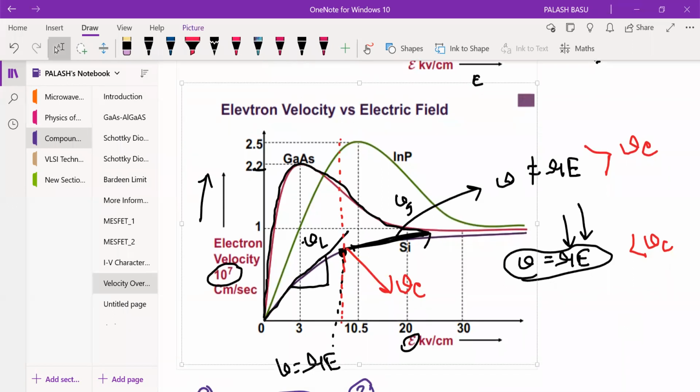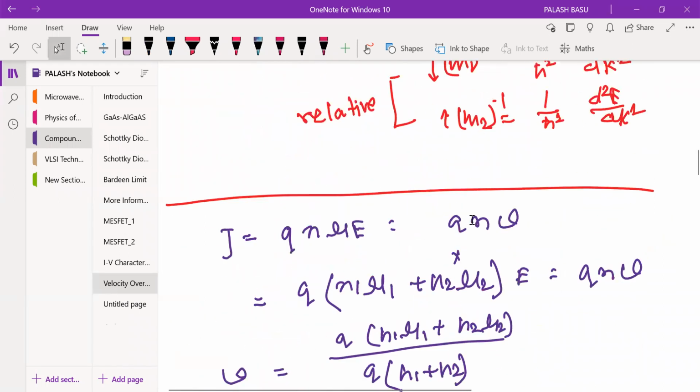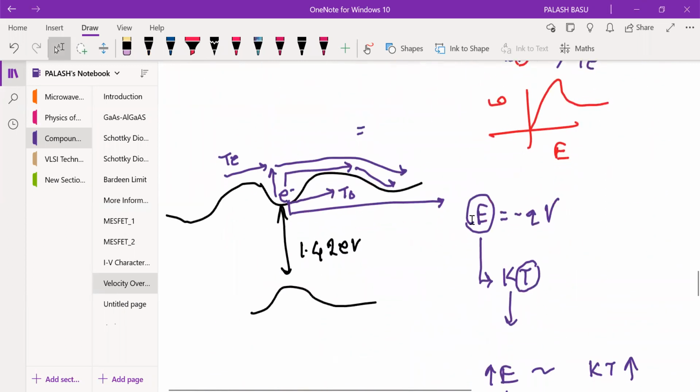What is the electron rolling off effect? At this critical field, which is 3 kilovolt per centimeter, what happened? The electron is traveling from the high mobility region to the low mobility region. The moment it goes to the low mobility region, the velocity goes down. That's what we have actually modeled here.